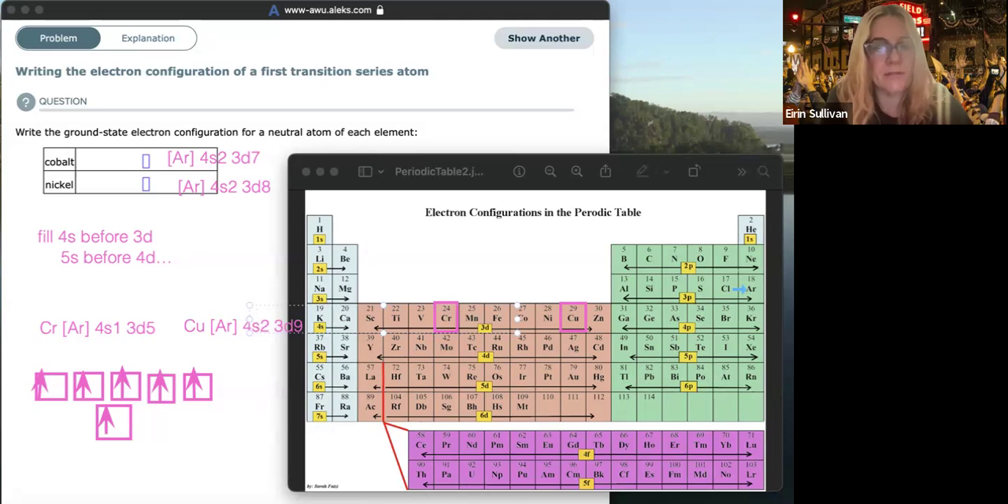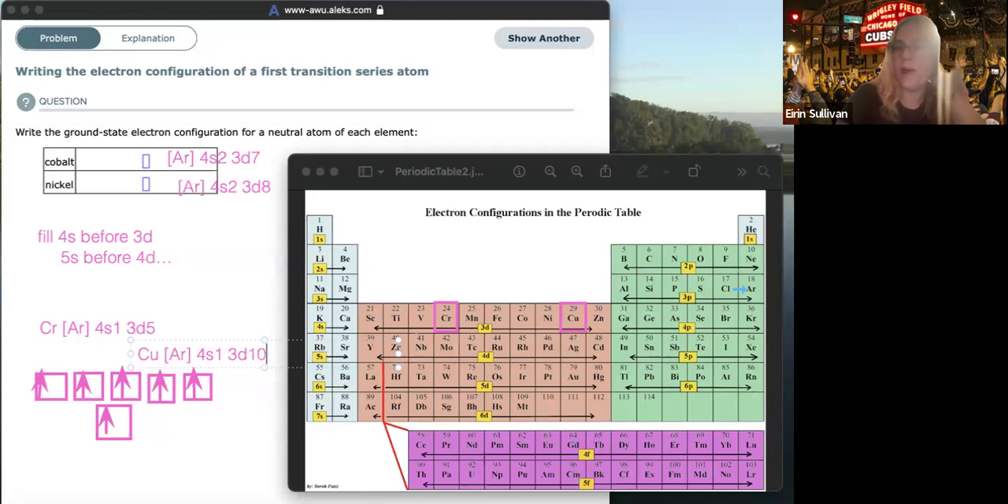So it actually has the configuration. So you actually end up with a configuration that copper is 4s1, 3d10. That is very slightly lower in energy than the alternative of 4s2, 3d9.